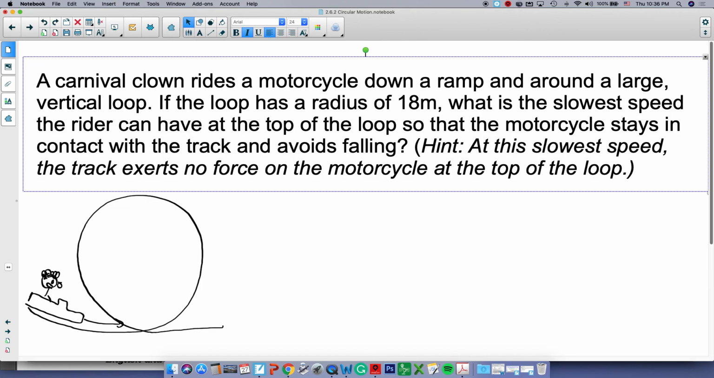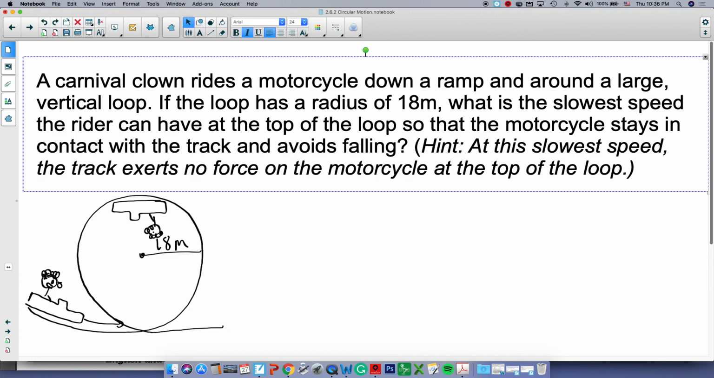Down a ramp along a large vertical loop. The loop has a radius of 18 meters. Okay, so that's our radius. What is the slowest speed the rider can have at the top of the loop so the motorcycle stays in contact with the track and avoids falling? Okay, a hint: at the slowest speed, the track exerts no force on the motorcycle at the top of the loop. Okay, so let's think about our car or motorcycle, whatever you did, at the top of the loop.